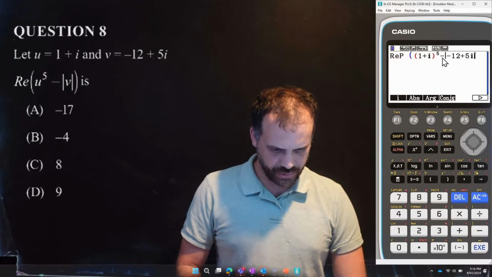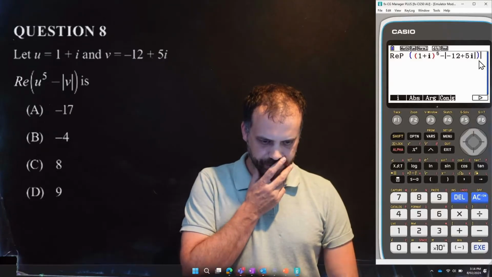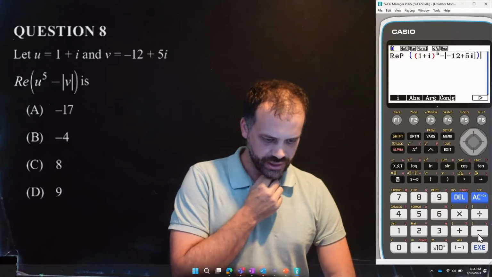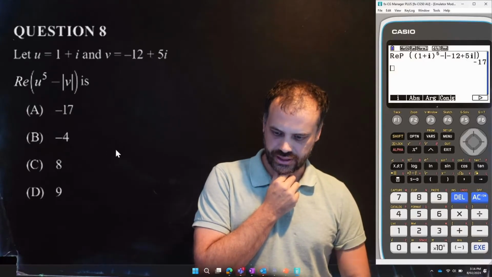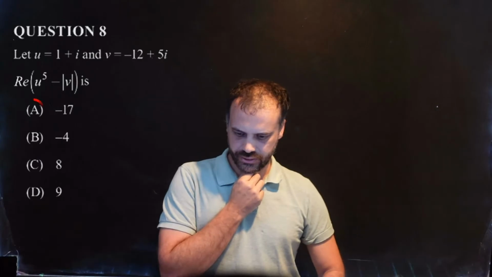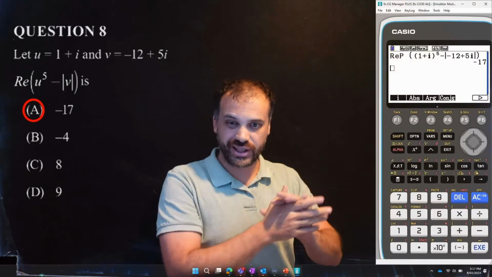Okay, so is that right? Minus the absolute value of that. That looks good. We'll put that in brackets. You can see the colors line up. Execute that, and our answer is negative 17. Okay, let's see if we're right. Yes, we are. Now, I've typed that all into my calculator kind of mindlessly.